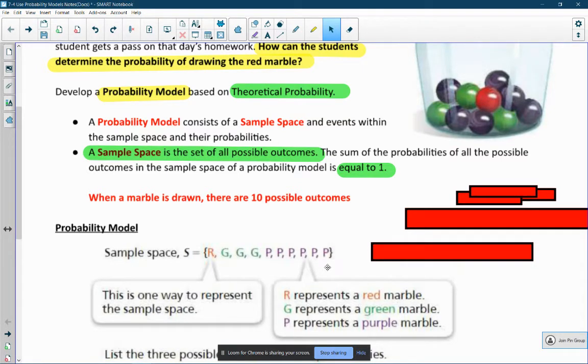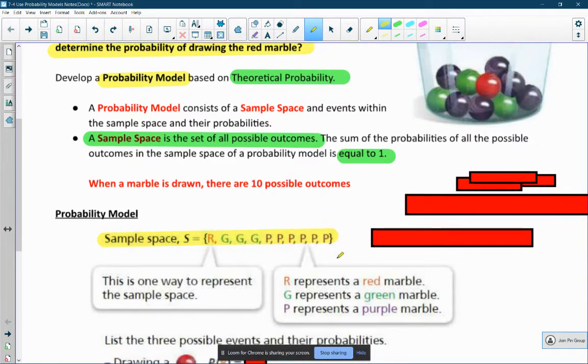Now, you don't always have to put all these different outcomes. You could have an R, a G, and a P, but it is helpful sometimes when you just list all of them out inside these brackets. So that would be our sample space. This is part 1. We're just listing all the outcomes.